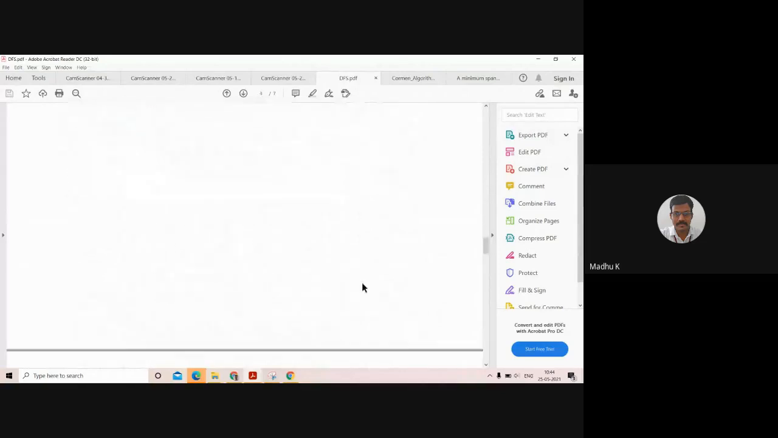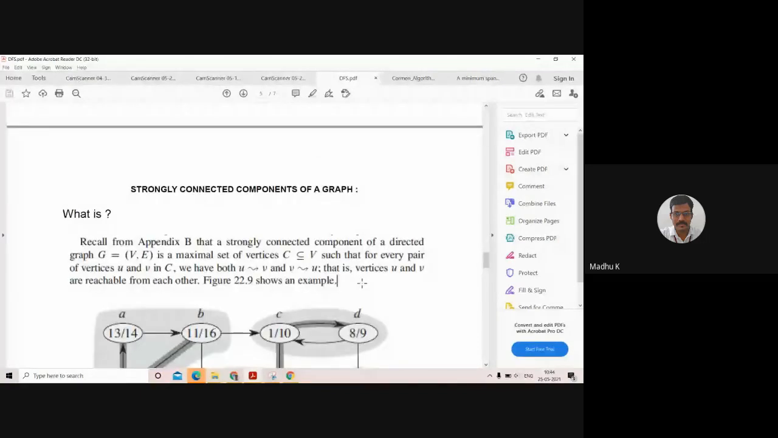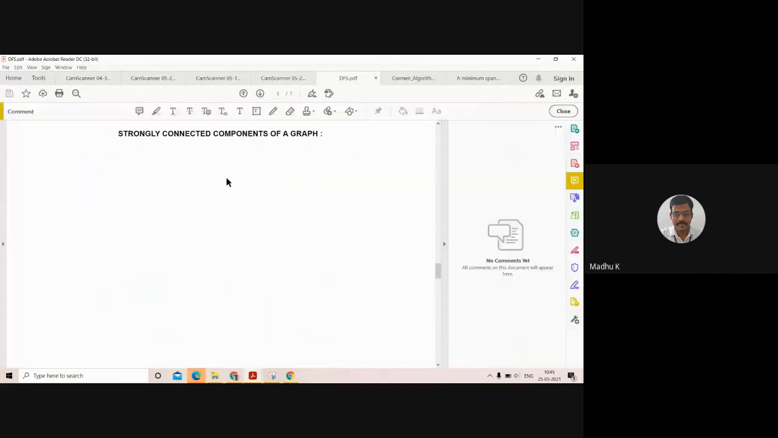Next, we are moving to the strongly connected component concept. So, what is a connected component? How can we find the strongly connected components? So, what is the definition of a strongly connected component?